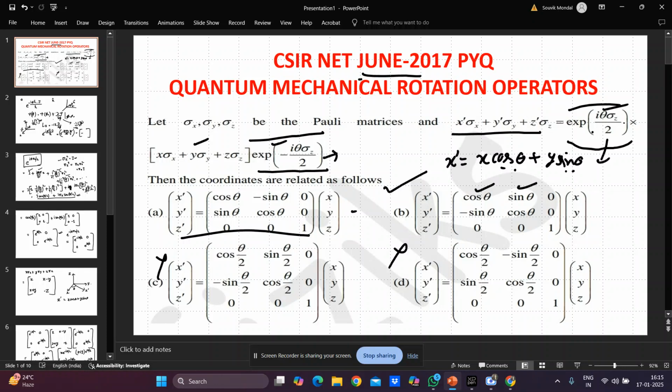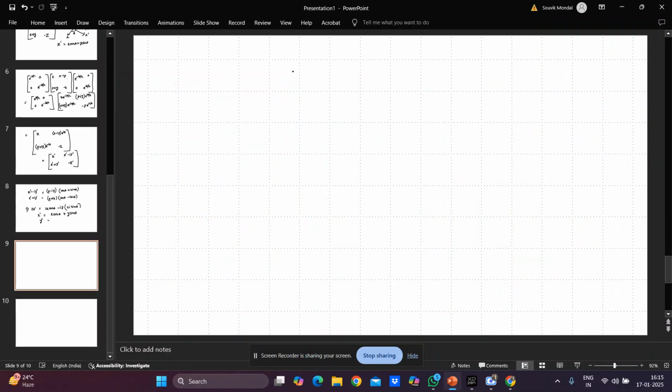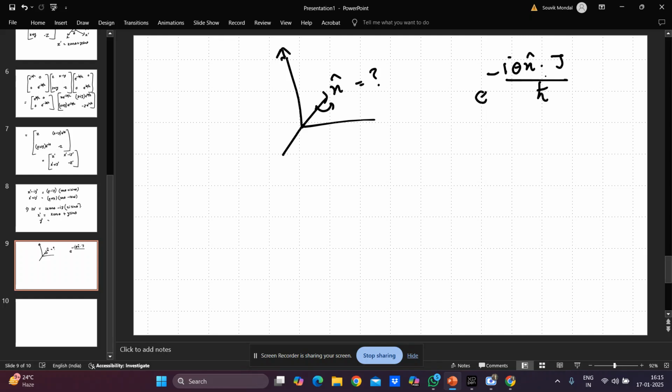This form is given in this question, but if the question says you have a rotation about a direction n cap, and you are making a rotation theta clockwise, then your rotation operator will be e to the power i theta n hat dot J by h cross. I am saying J for a specific reason: if only spin is given, J is simply the spin matrix. But if additional orbital angular momentum is given, then J is L plus S. So this is the generalized J, and this will be the form of your rotation operator.